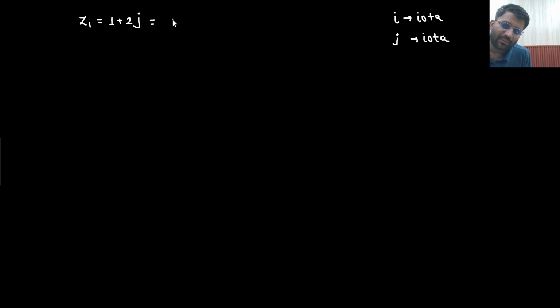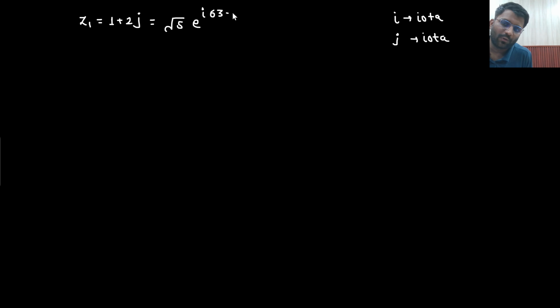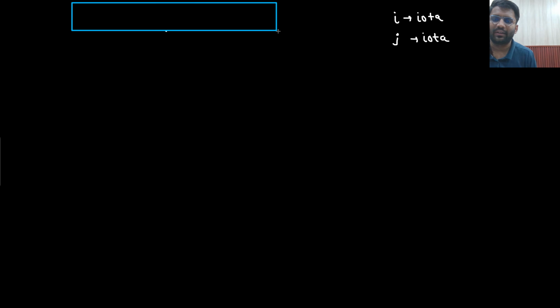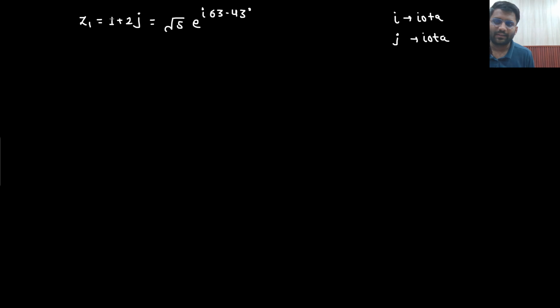So what we have got, sir, magnitude was under root 5, and the angle that it is making, e to the power iota, here I am putting iota. Sometimes I will put iota, sometimes I will put J. The angle it is making is 63.43 degree. There you go. This is your Z1. This is how Z1 is represented. Understandable? Let's go to the next one.